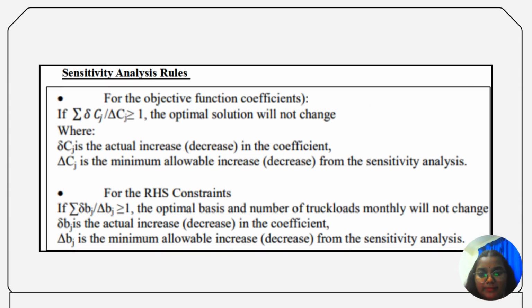Okay, this is the third part of my real life application, which is the sensitivity analysis rules. There are two. First is for the objective function coefficients, and another one is for the RHS constraints.